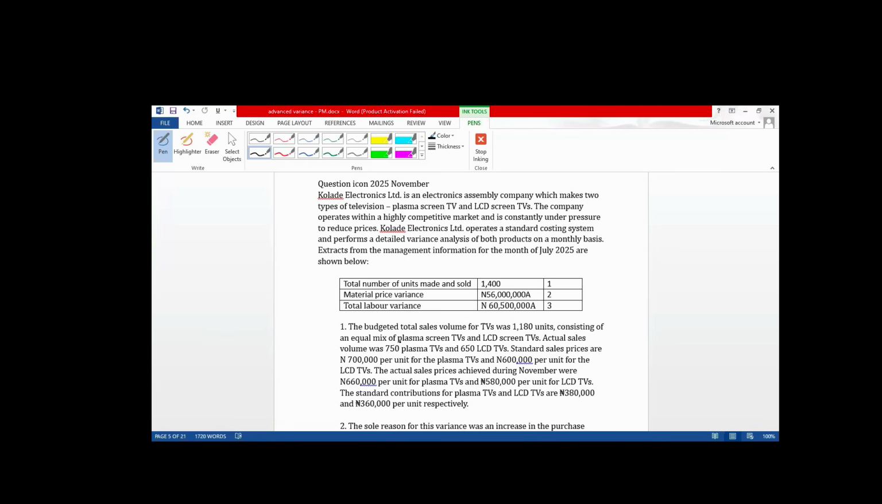Actual sales volume: 750 plasma TV and 650 LCD TV. If you sum these two together, 750 plus 650, you are going to get 1,400.